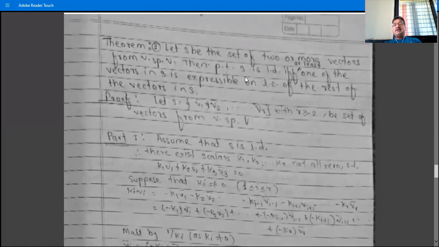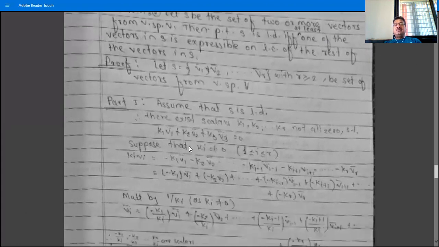First part, assume that S is linearly dependent. We assume this S is linearly dependent. And now what do we have to show? We have to prove that at least one of the vectors in S, out of these r, is expressible as a linear combination of the rest of the vectors in S, or the remaining vectors in S. So this set is linearly dependent.